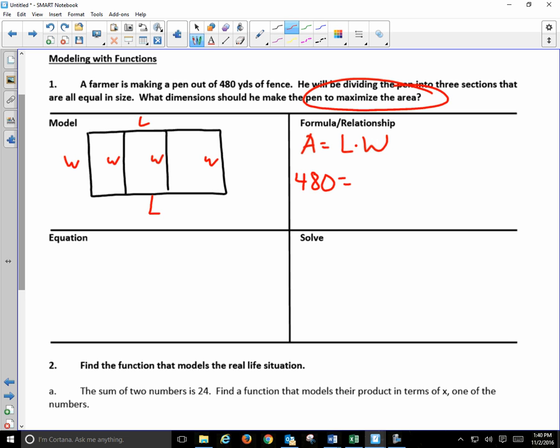And we don't just have 1 length and 1 width. How many lengths do we have? We have 2 lengths and we have 4 widths. So as I piece it together, I see that this is going to help me out. Now, I can choose to either solve for L or solve for W. It will work either way. What would you like to solve for? Excellent. So we get 480 minus 4W is equal to 2L. Then I divide through by 2, and I get 240 minus 2W is equal to L.